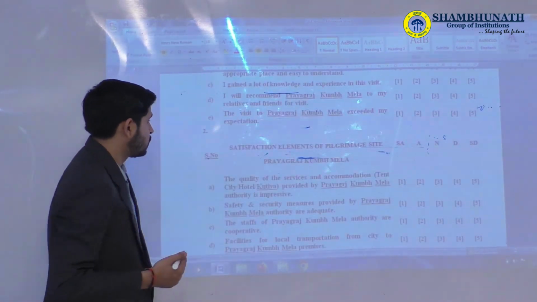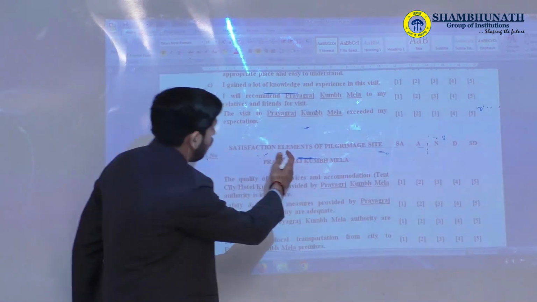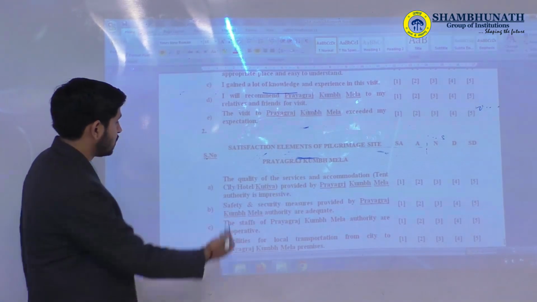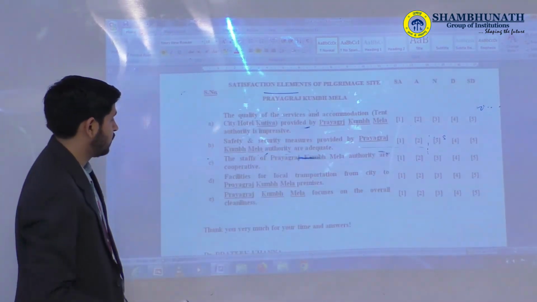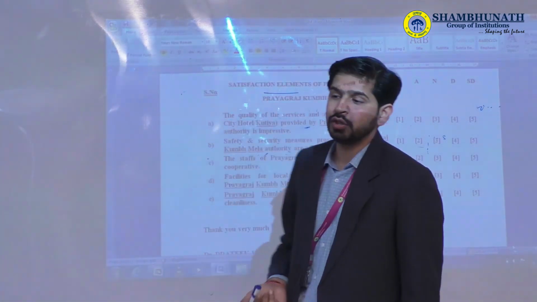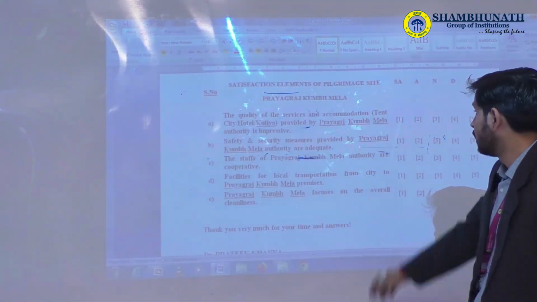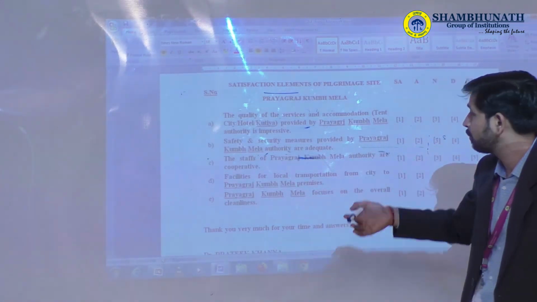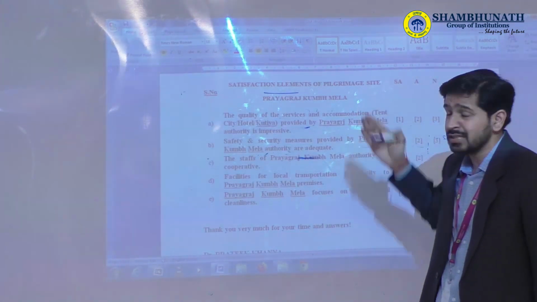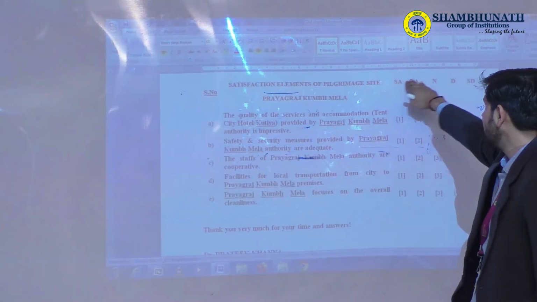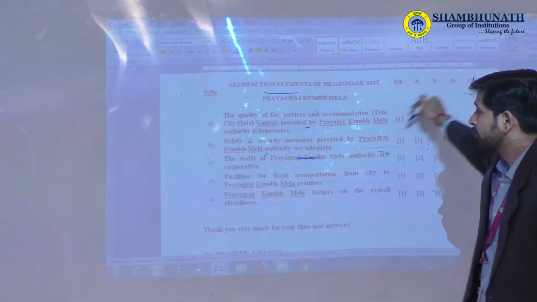Part 2, satisfaction elements of pilgrimage site. Now what are the satisfaction elements? The satisfaction element here is the quality of the services and accommodation. The quality of the services and accommodation, meaning tent city, hotels, kutia provided by Prayagraj Kumbh Mela, is impressive. So you have to give the answer from strongly agree to strongly disagree.